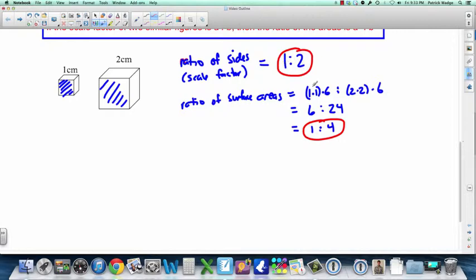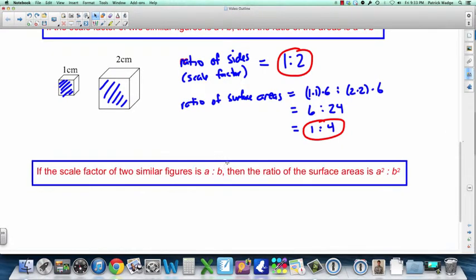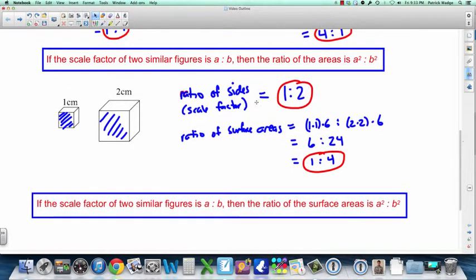What's the relationship between this one and this one? It's exactly the same as the last one. It's probably not too surprising. The last one was area, and this is surface area. If the scale factor of two similar figures is a to b, then the ratio of the surface areas is a squared to b squared. It's exactly the same as what we wrote here, except instead of saying areas, it says surface areas.